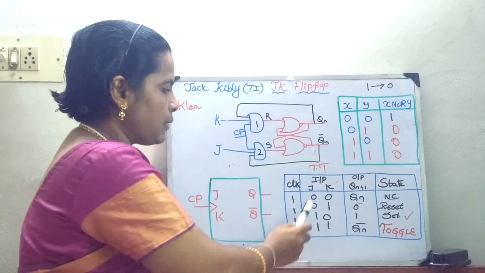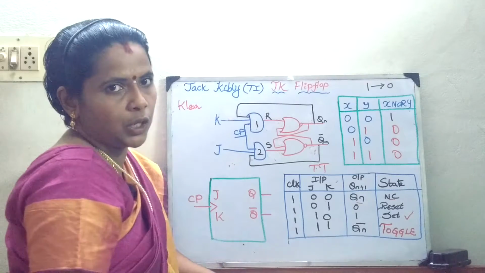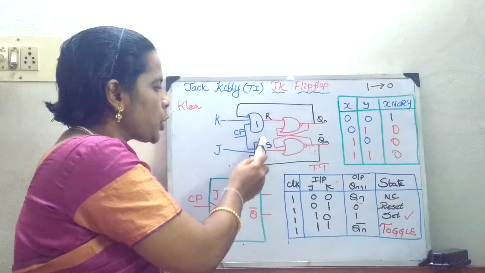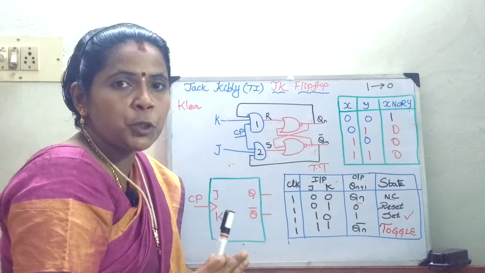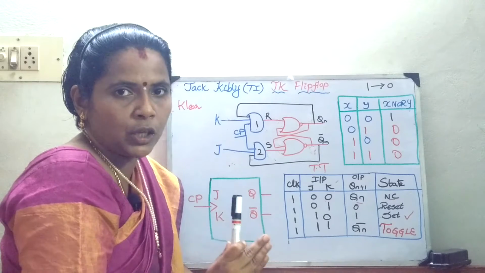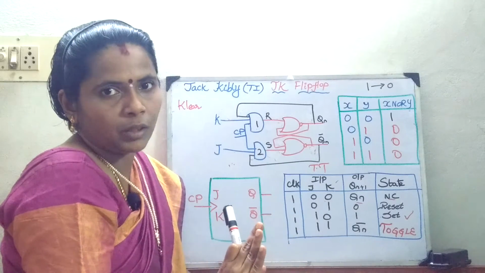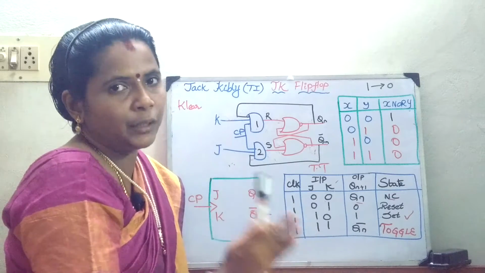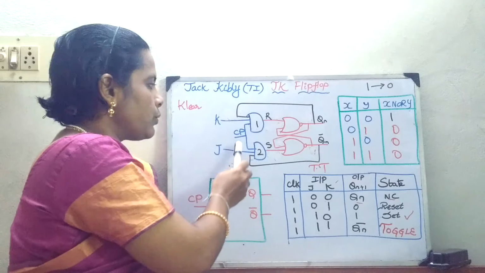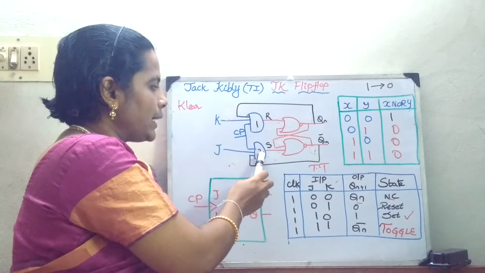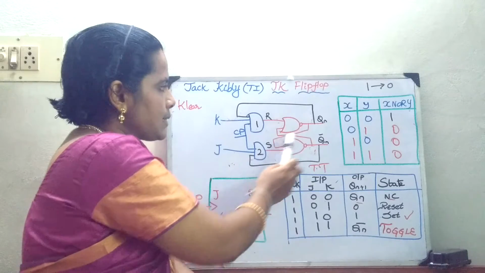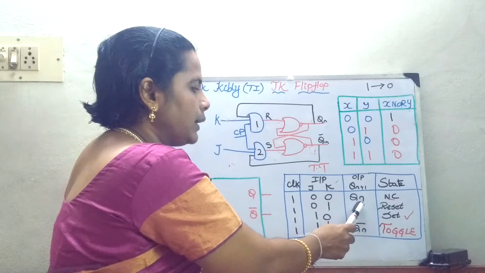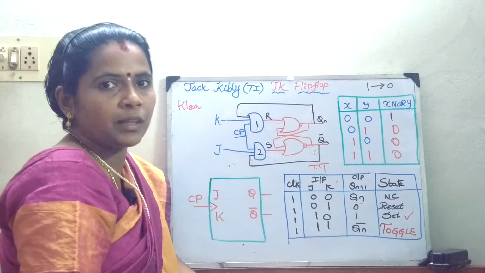Now we will analyze the first condition, when both the inputs are 0. What is the function of the AND gate? When both the inputs are 0, the output will be disabled. Only if both the inputs are 1 will the AND gate get activated. So whenever I give 0, 0, these two AND gates will be disabled. As a result, the output will retain its previous state itself. So it is marked as Q and no change condition.